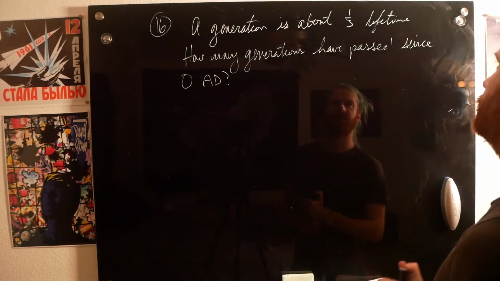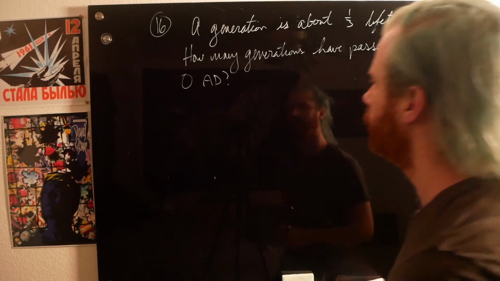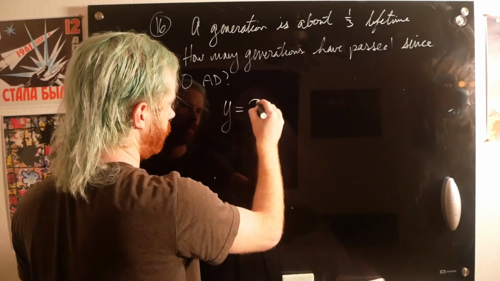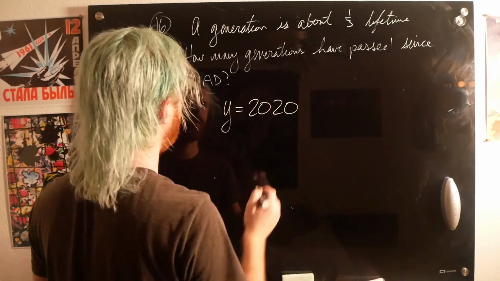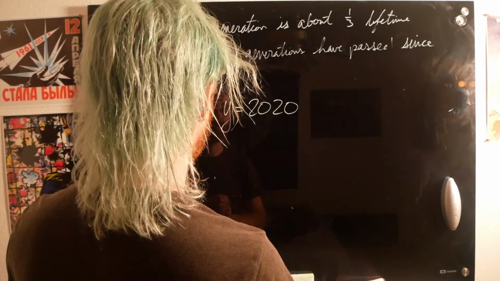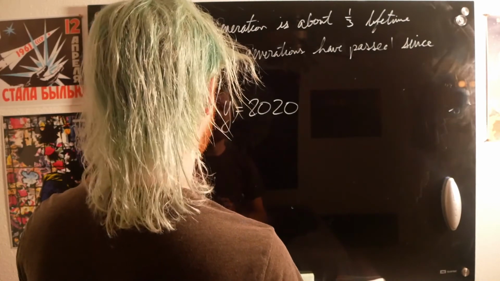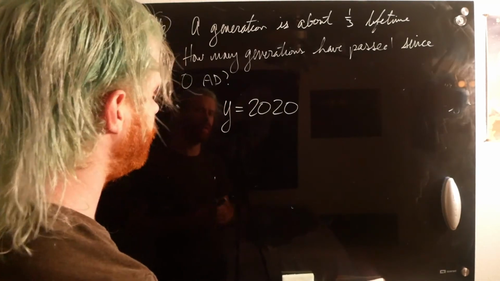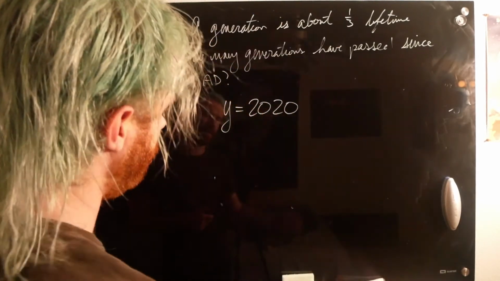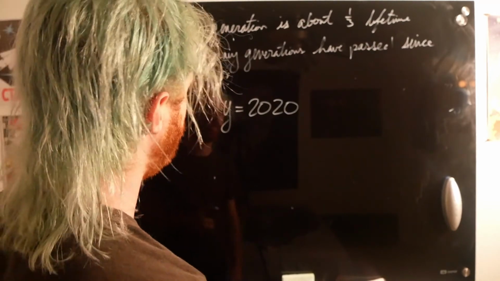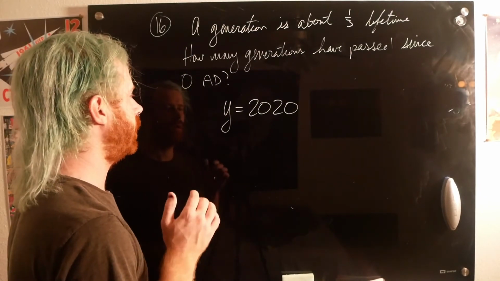Alright, so a generation is about 1/3 of a lifetime. How many generations have passed since 0 AD? So, what year is it? Unfortunately, it is 2020. Okay, so the generations are 1/3 of a lifetime. We're going to estimate this time that a life is about 60 years, because 10 to the 9 seconds is a pretty horrible estimation, honestly.